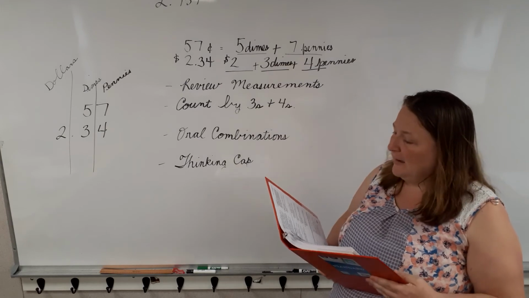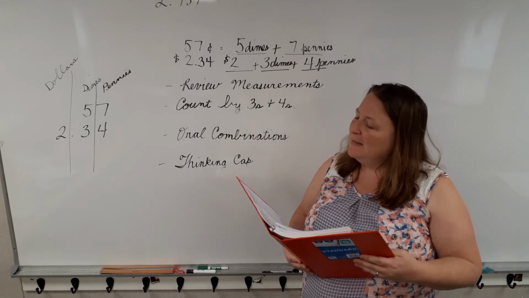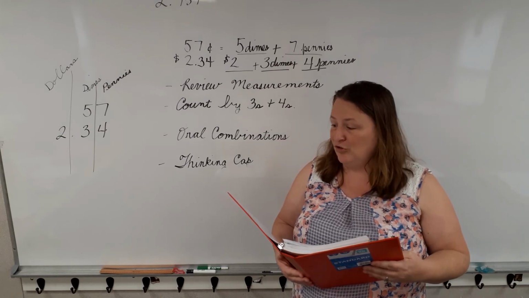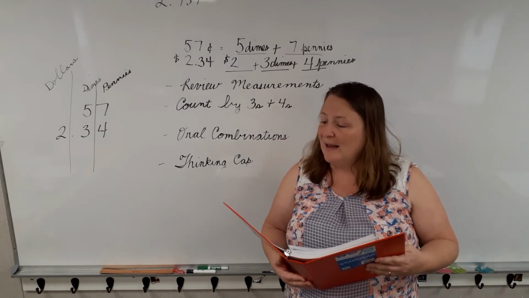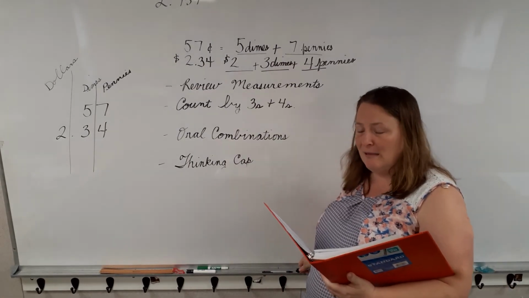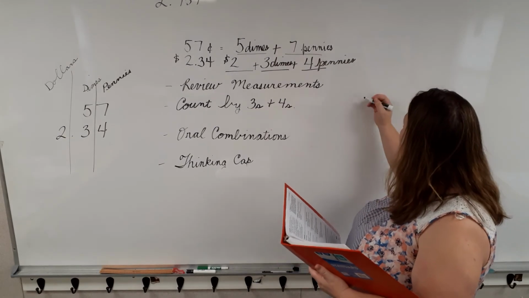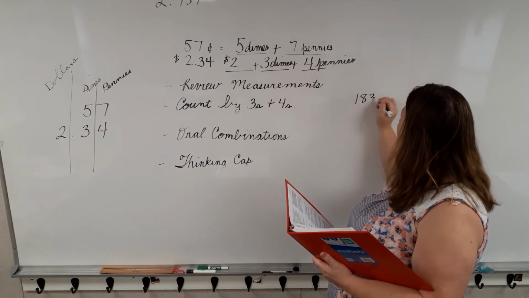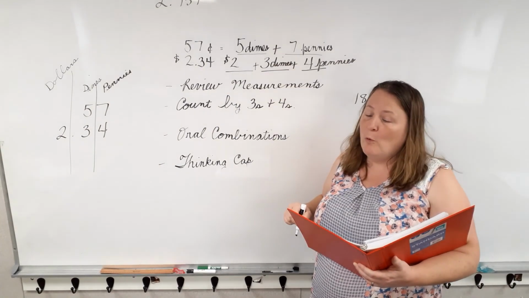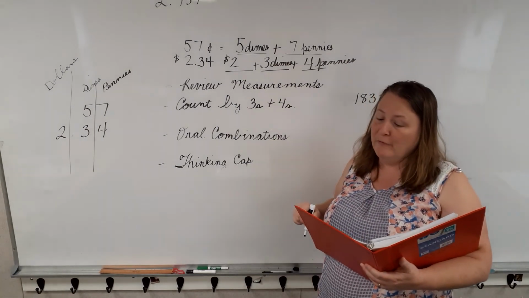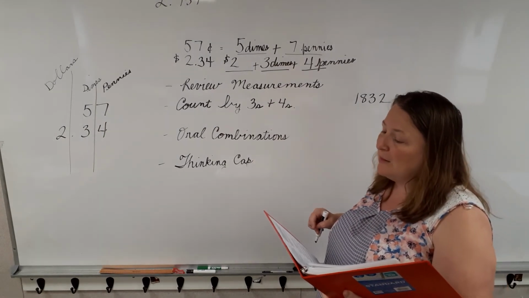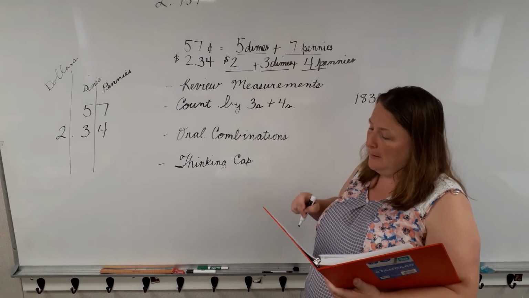All right, thinking cap. Listen, Hot Springs is America's smallest national park. It was set aside as a federal reserve in 1832. Let me write that down. 1832. 40 years before the first national park. The first national park in the United States was Yellowstone. And what year was Yellowstone made a national park?